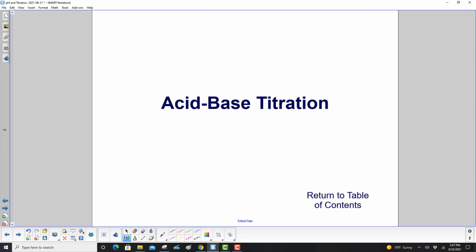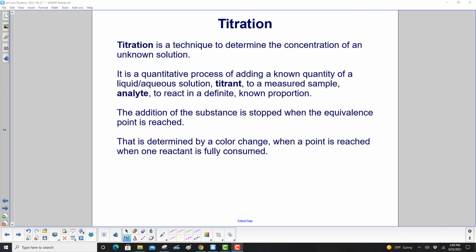Acid-base titration. Titration is a technique to determine the concentration of an unknown solution. It is a quantitative process of adding a known quantity of a liquid aqueous solution, called the titrant, to a measured sample, the analyte, to react in a definite known proportion. The addition of the substance is stopped when the equivalence point is reached. That is determined by a color change, when a point is reached where one reactant is fully consumed.